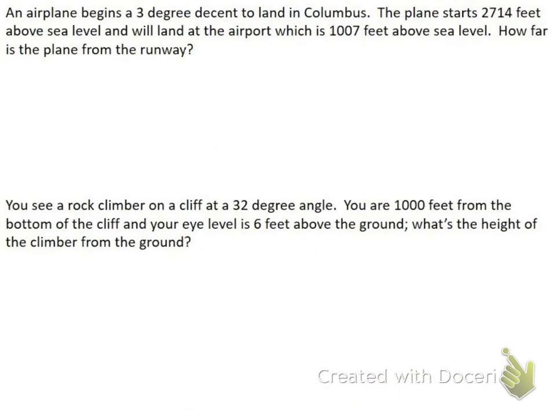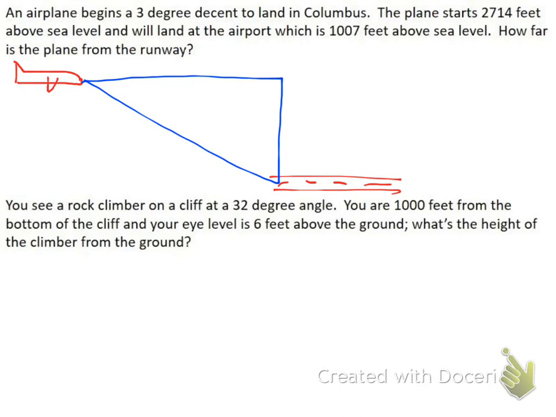Same thing with the next problem that we have at the bottom. Airplane's flying a 3-degree descent. So again, I've got an airplane up in the sky. And then I have a runway, so here's my runway down at the bottom. And again, I'm going on a 3-degree descent, which is going to be from the horizontal, so I'm going to draw an upside down triangle like this. There's my right angle. The plane starts at 2,714 feet, and will land at the airport, which is 1,007 feet.